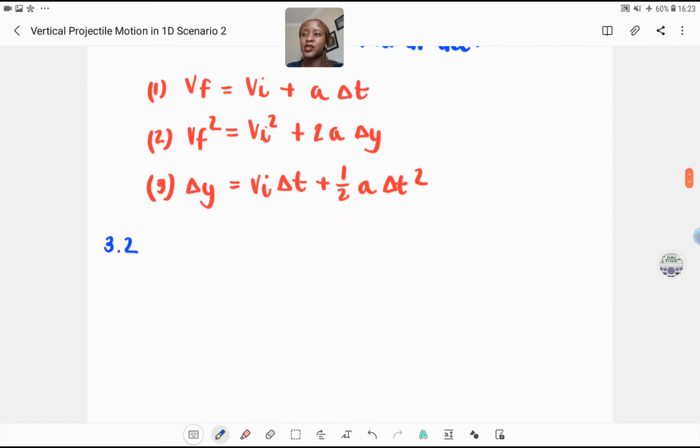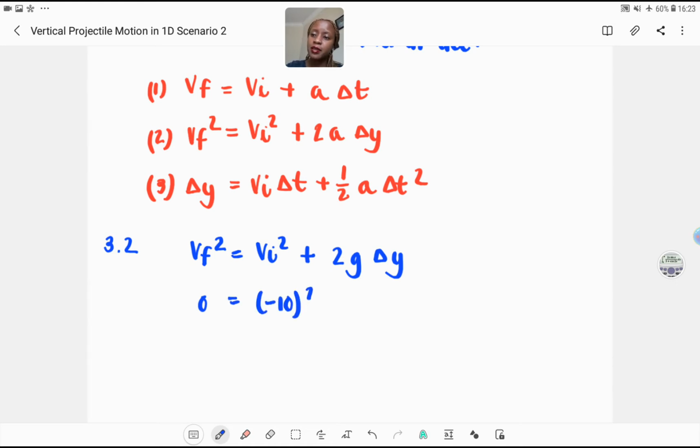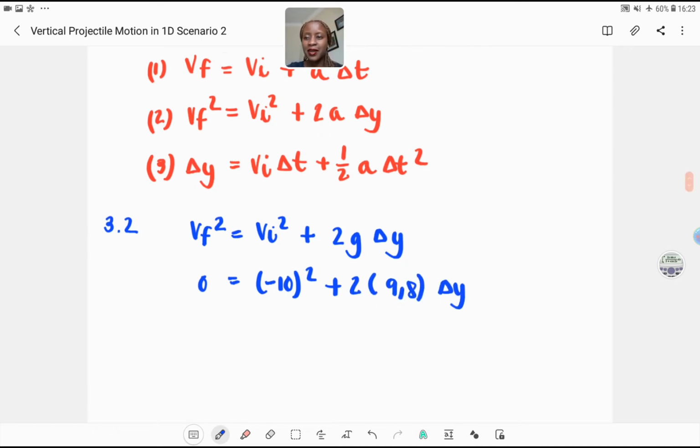It has a time factor to it. So we're going to use the second equation, which says the final velocity squared is equal to the initial velocity squared plus 2. Remember, we chose downwards as positive. I'm just going to put a g there instead of a, and then delta y. We know our final velocity is 0. 0 squared is 0. Our initial velocity is negative 10. Our gravitational acceleration is 9,8. And our unknown is delta y.